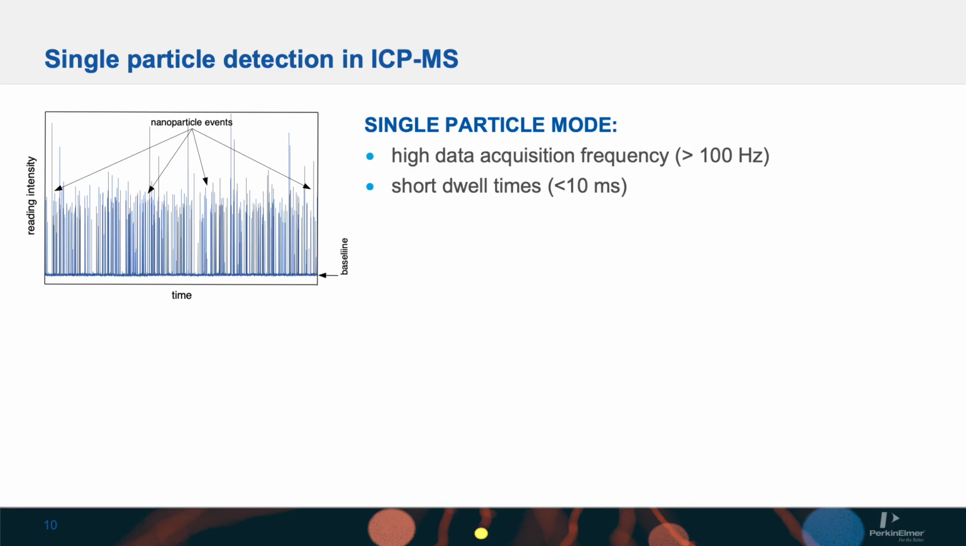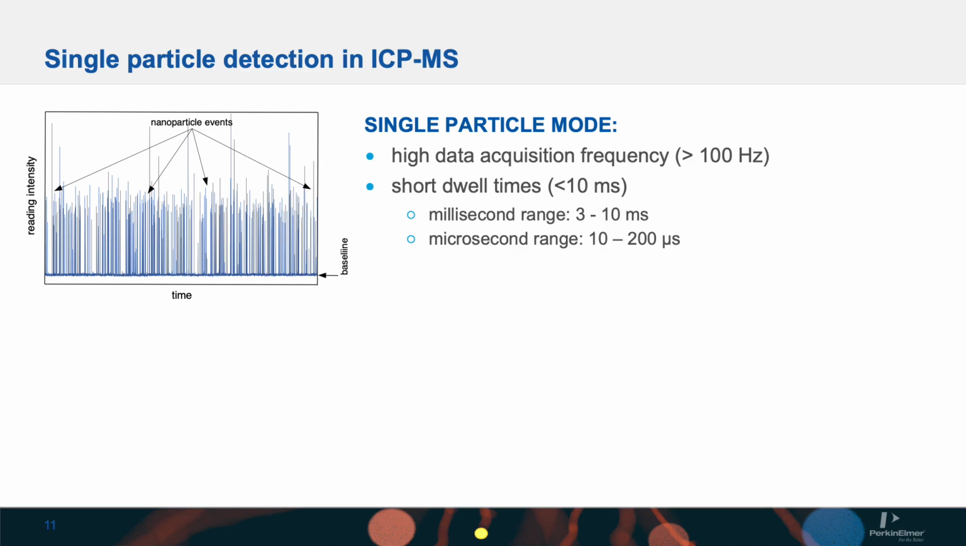We are almost ready, however. For those who are not familiar with single particle ICPMS, just some keynotes. Single particle detection is performed in ICPMS by measuring in time-resolved mode using high data acquisition frequency, over 100 Hz. This is done by using dwell times below 10 milliseconds. Under such conditions, we get a continuous baseline here at the bottom. And when particles go into the plasma, we get short spikes due to the detection of the cloud of ions generated from each individual particle in the plasma.